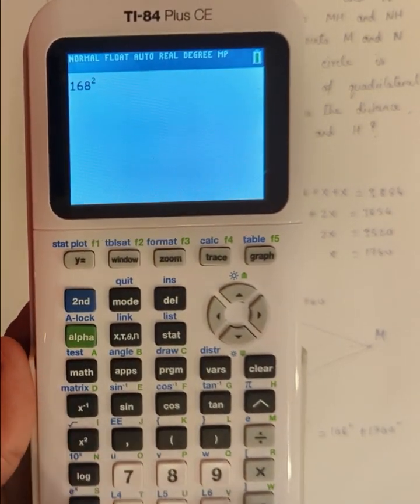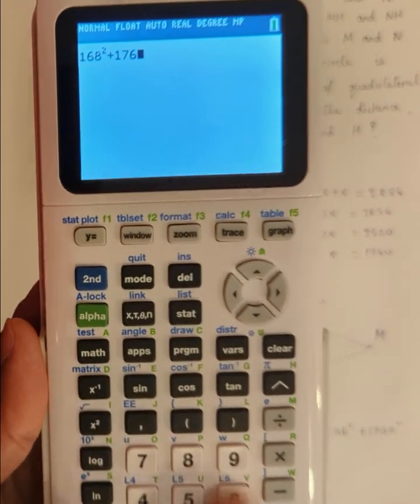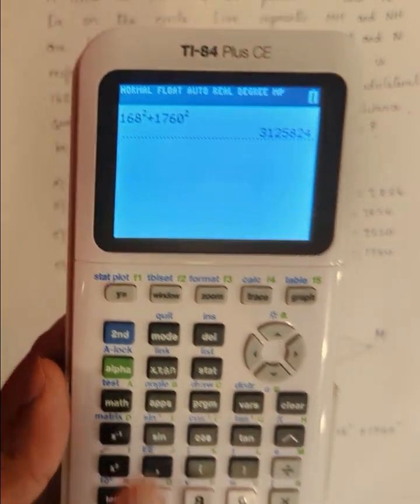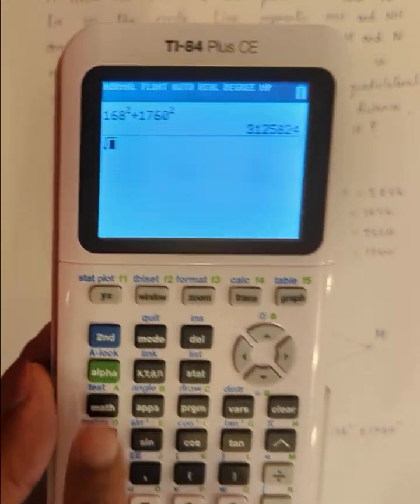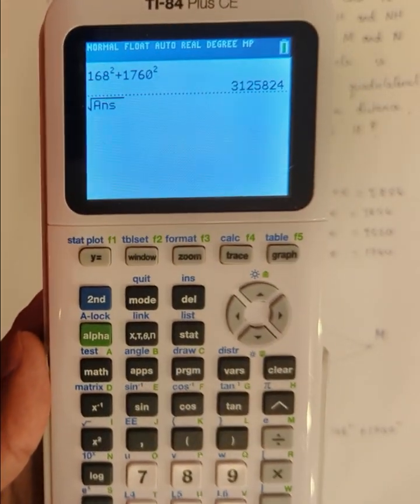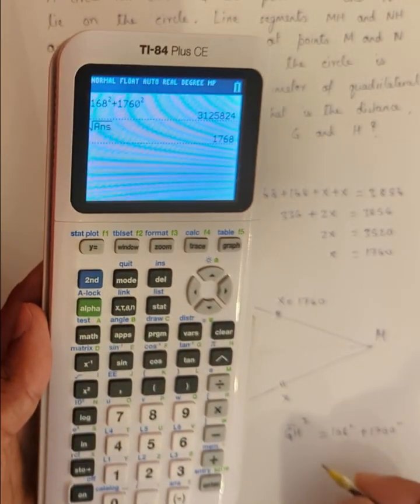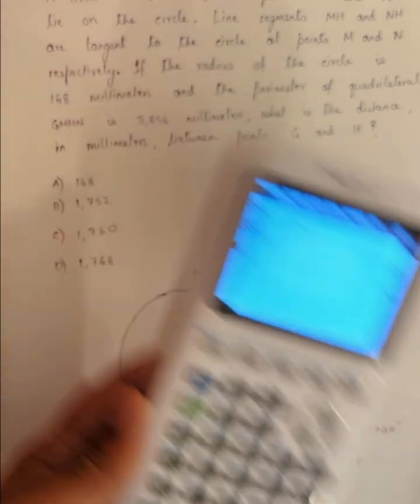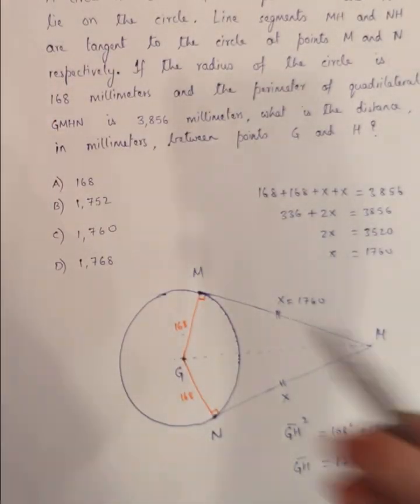168 square plus 1760 square is some big number. Now we need to take the square root of that. So the square root of our answer is 1768. So GH is 1768. So choice D is our answer.